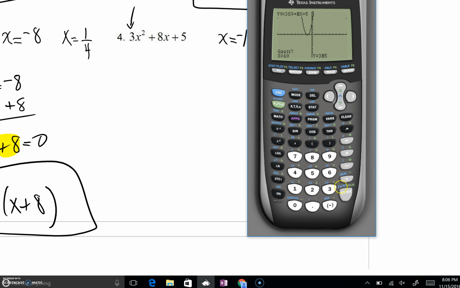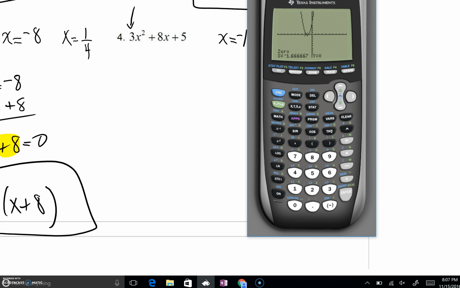And guess. Now, please be careful. These numbers are super close to each other. If you guess -1, it's going to give you the -1 answer that we just came up with. You have to move a little bit to the left of that. So plug in -2. And you can see right here, we actually have a decimal of -1.66667.